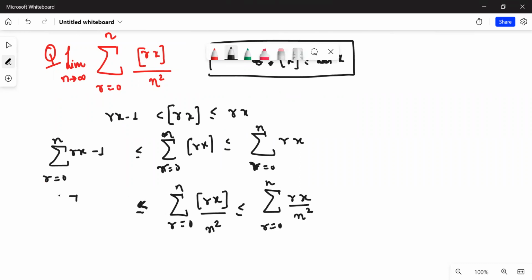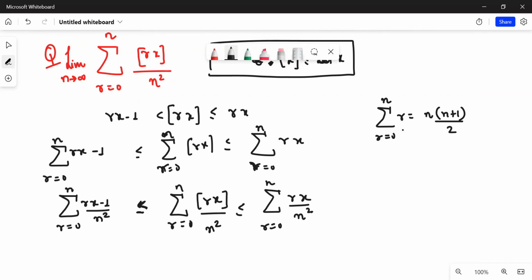And then you have this summation r equal to 0 to n, of the greatest integer rx minus 1, divided by n square. And you know that the summation r equal to 0 to n of this r is equivalent to writing n into n plus 1 divided by 2. If you remember, this is the sum of n natural numbers.